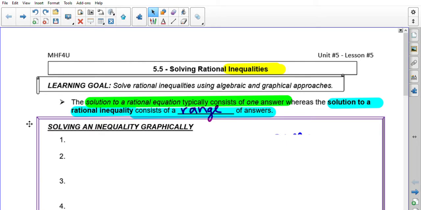Hello class, today we are going to go over lesson 5.5, solving rational inequalities.